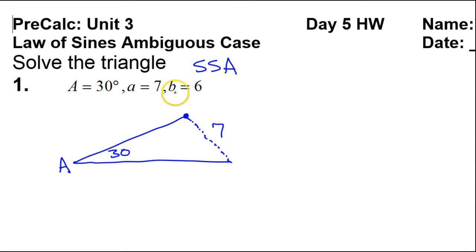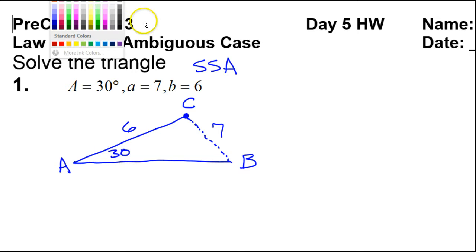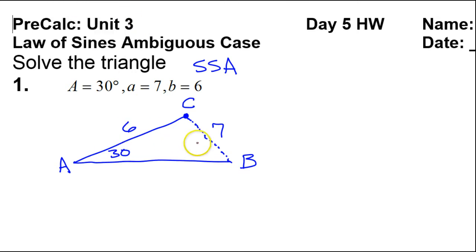Now, let your other side be the rigid side. Rigid means non-moving. This side is rigid, it will not move. So I'm going to put the 6 here. That means this is side B, which means that this is angle B, which means that this must be angle C. So before we go solving this triangle, the first thing we have to do is decide if this information can even make a triangle in the first place.